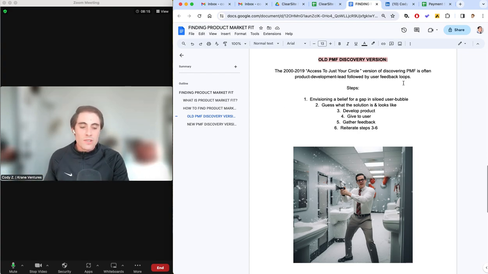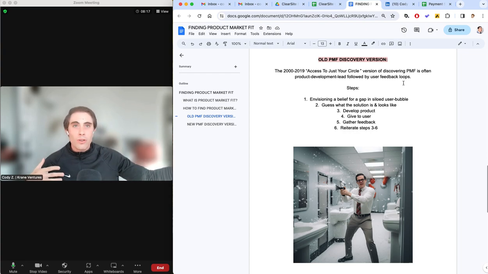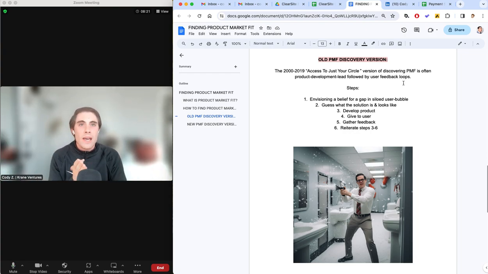So he's just like everybody else, going into the office washroom, doing his business, and just leaving without any kind of cleanup process because toilet paper has not yet been invented. He gets fed up with this. He starts envisioning a belief for a gap inside of his siloed user bubble. So he starts to assume, hey, I'm having this issue in the bathroom. I bet you my coworkers are also having this issue in the bathroom.